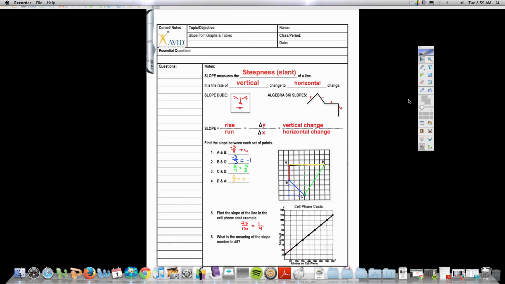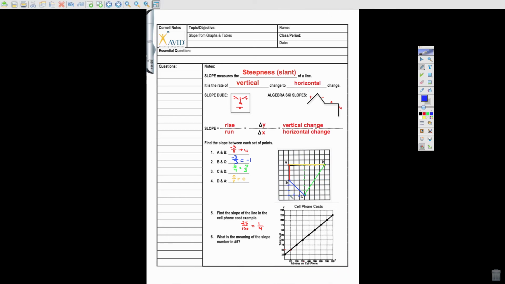B and C, so from B to C. Can I use blue? Use blue. So from B to C, how far did I go down? Well, 1, 2, 3. Went down 3, so again, -3. Now how far did I go over? I went over 1, 2, 3. If you're going left to right, that's positive. If you're moving backwards, that's negative. If you're going down, that's negative. If you're going up, that's positive.